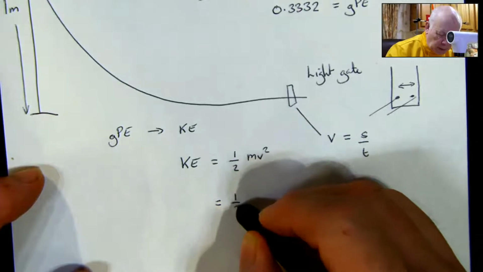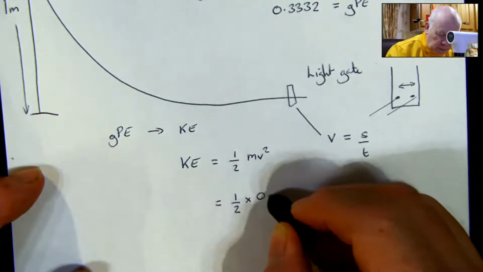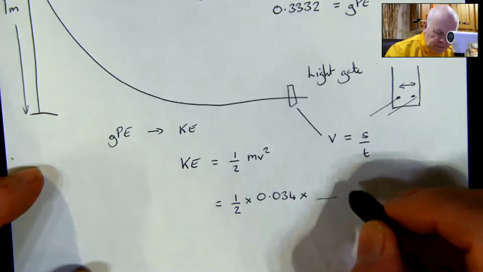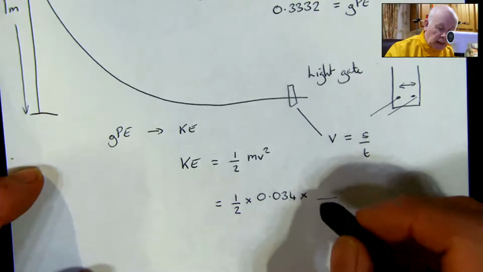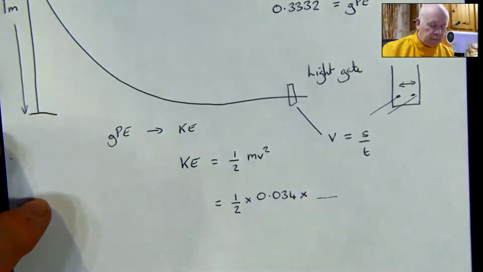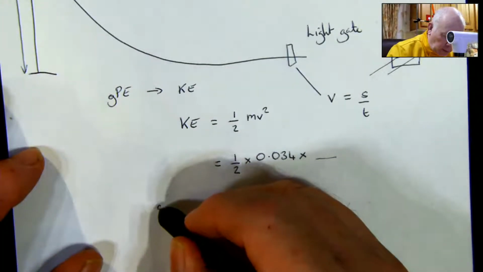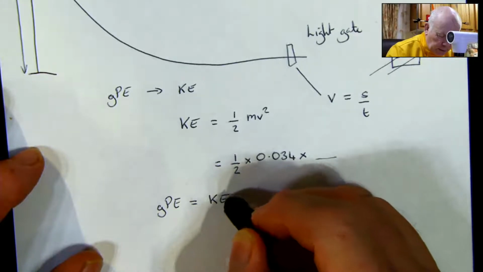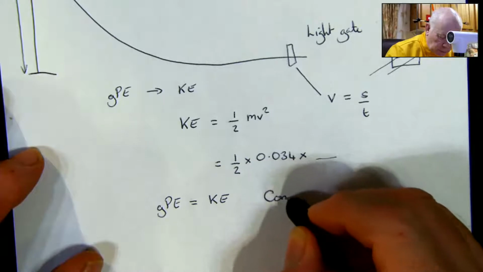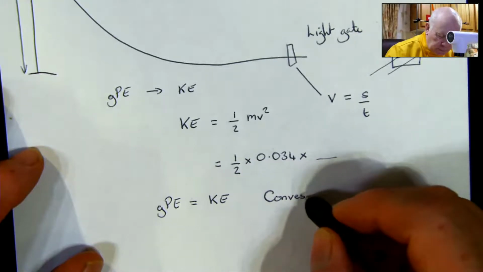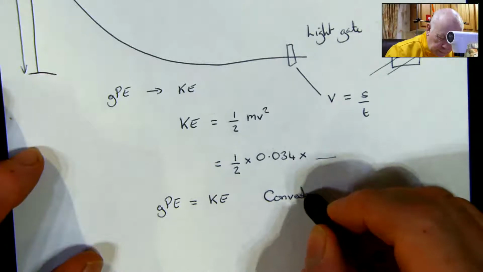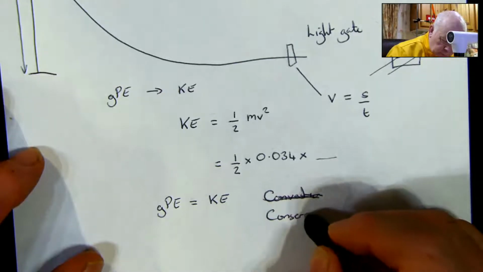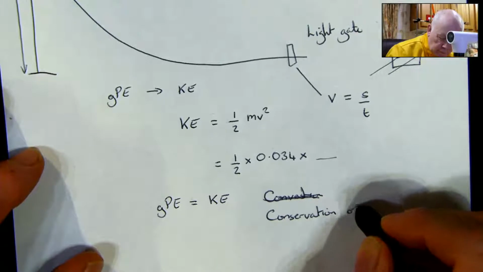And that's going to be a half times the mass, which is 0.034 of a kilogram, times our velocity, which we're going to work out, squared. And what we should find is that our gravitational potential energy will equal our kinetic energy, because this is called the law of the conservation of energy.